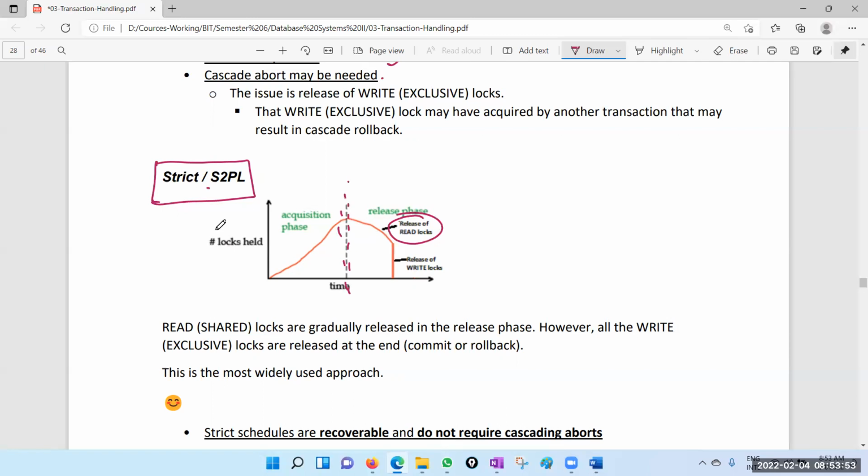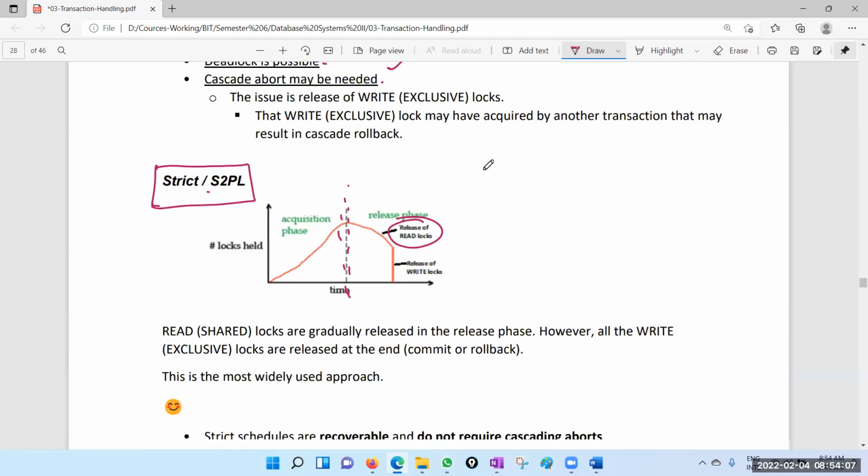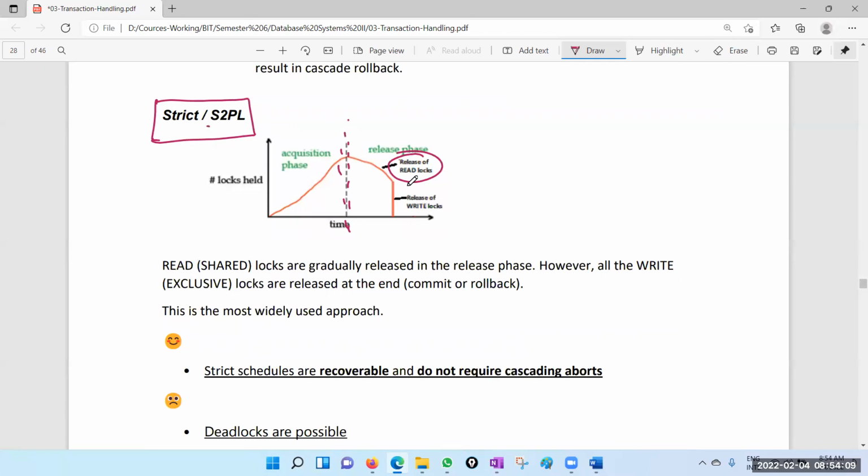Now this is the lock count. You can see it getting down because you are releasing the read locks gradually, but you never release the write locks. Here you release both read and write locks gradually when you no longer need them. But here you don't release the write locks, you're only releasing the read locks. And at the end only, you are releasing all your write locks. So that is called strict two-phase locking.